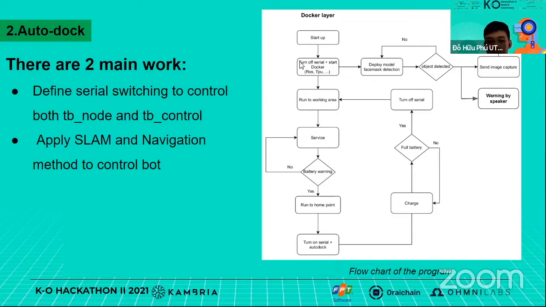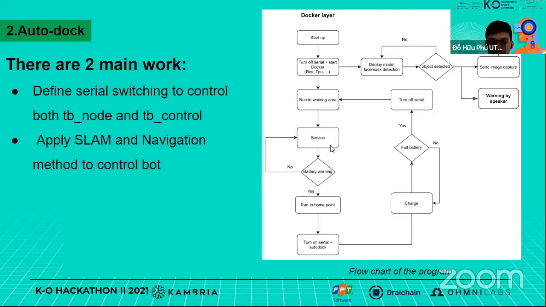Our program has two main processes. One is to deploy a face mask detection. If an object is detected, we will send an image capture to the bot and warn by speaker. And the second process is to run ROS to automatically control the robot. First, it will go to the working area and serve there.